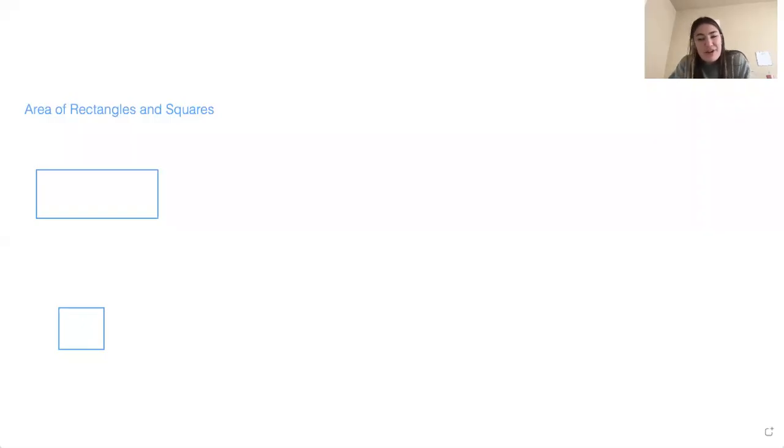Hi guys, today we're going to be talking about the area of both rectangles and squares. If we're going to start out, we can start with what is a rectangle and what is a square.